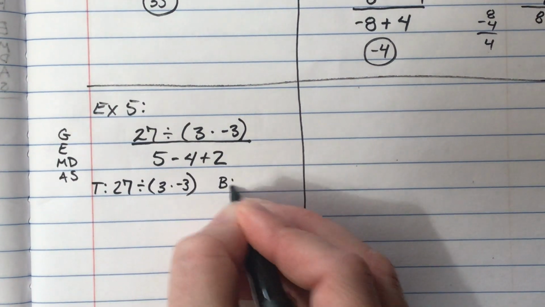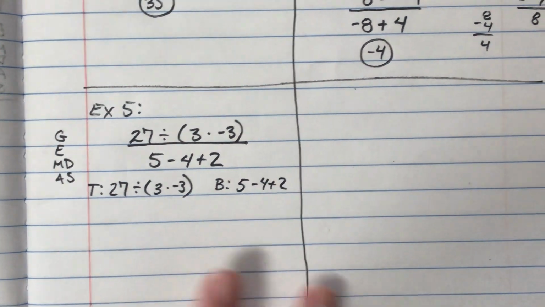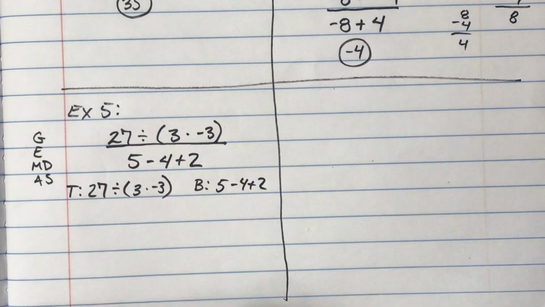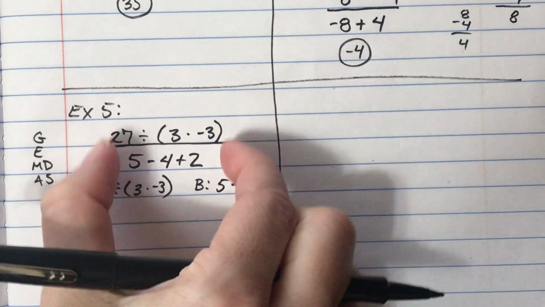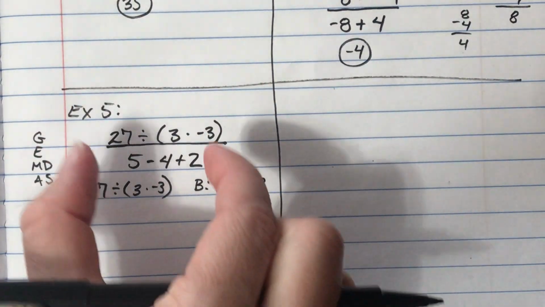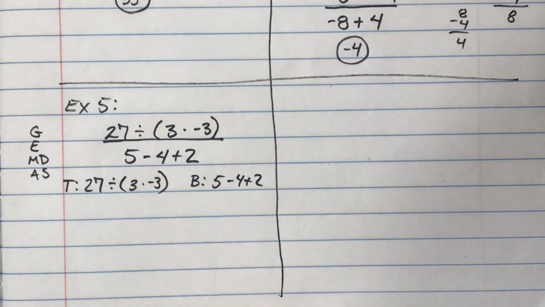On the bottom, which I'm going to label B, I have the problem 5 minus 4 plus 2. Maybe we will do example 6, and I'll give you one of these to work out on your own. I'm going to work them as separate problems. I'm going to work out the top as a group, and the bottom as a group, and then I'll show you what to do.